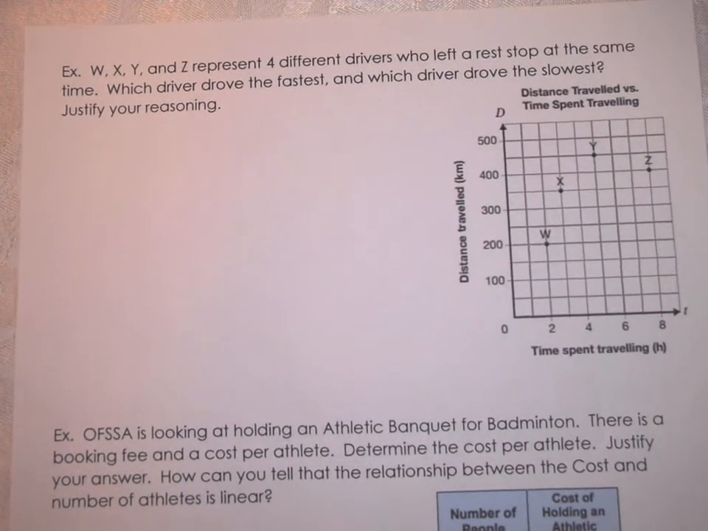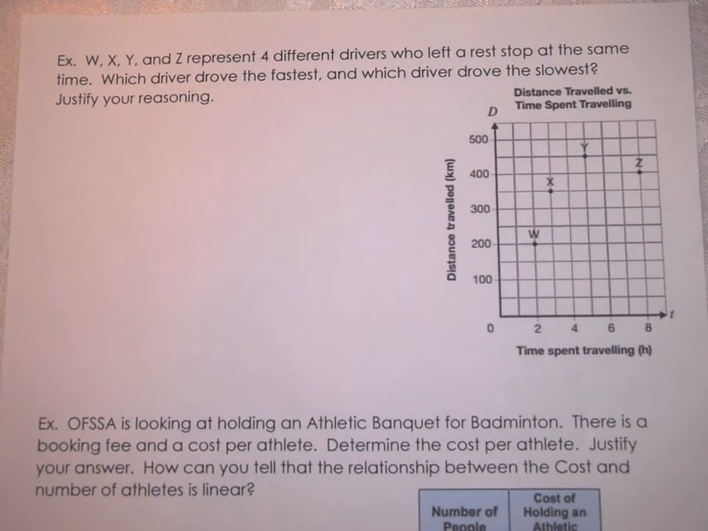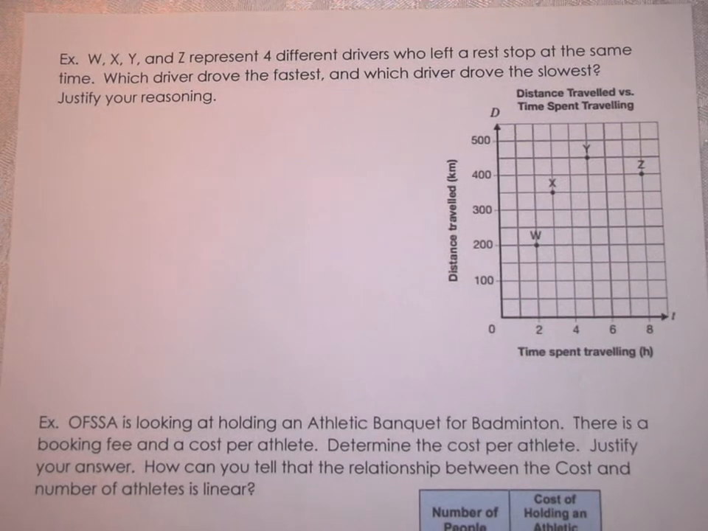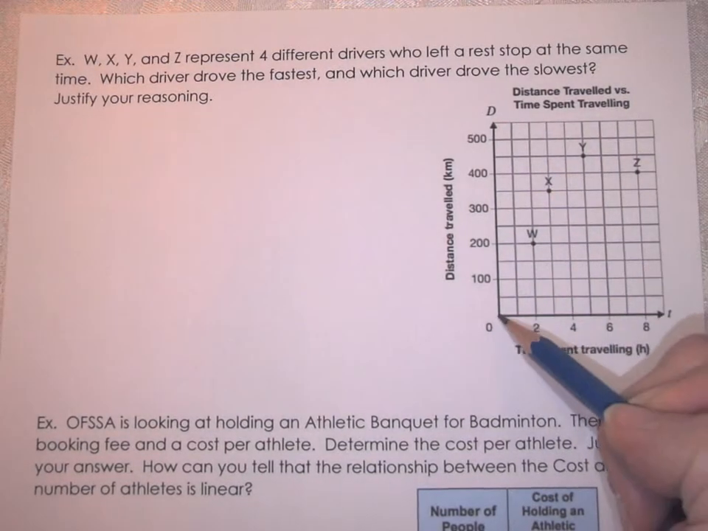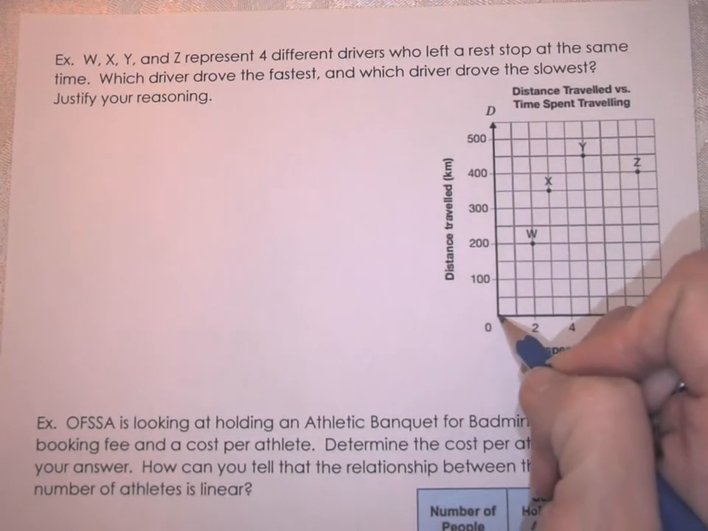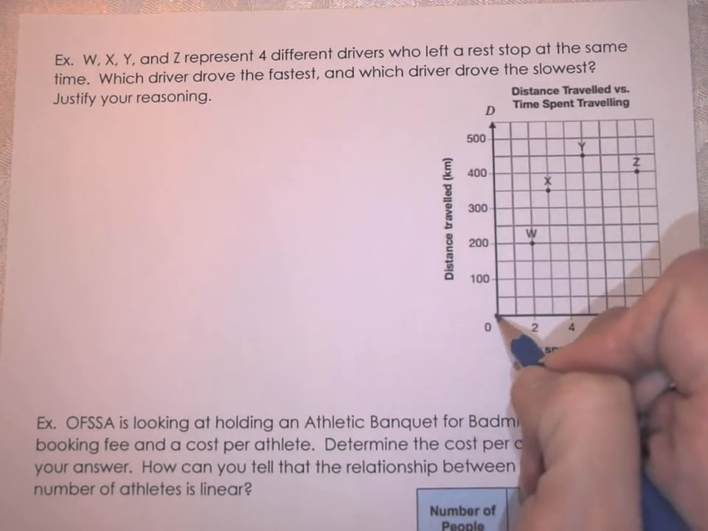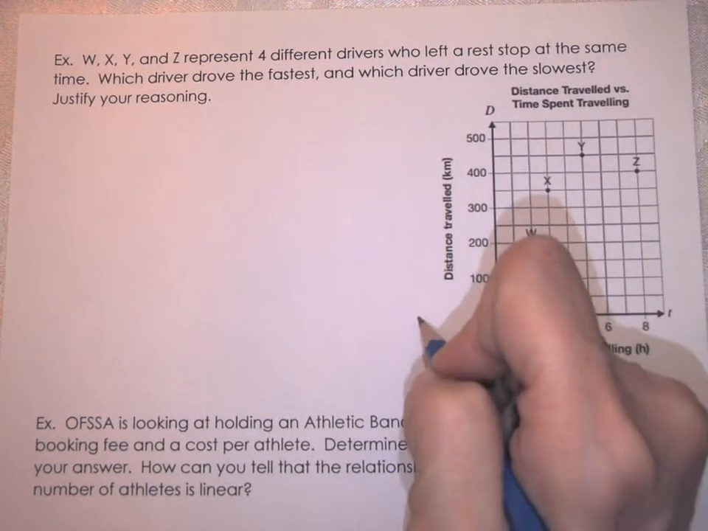All right, another example. W, X, Y, and Z represent 4 different drivers who left a rest stop at the same time. Which driver drove the fastest and which driver drove the slowest? Okay, so let's try to interpret what this means. So here we're assuming 0 then represents our rest stop. So this is where we start at our rest stop.